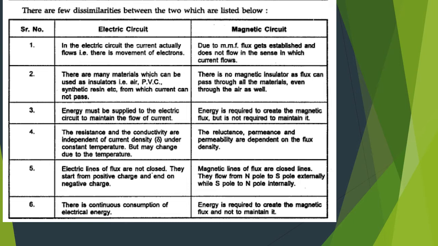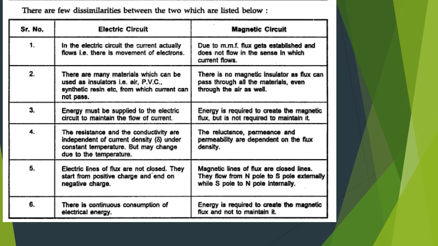In a magnetic circuit, the reluctance, which is a similar quantity to resistance in an electric circuit as we discussed a minute before, permeance and permeability, these three are independent of the flux density. Yes, it is true, because there is no such relation between the reluctance, permeance and permeability. Now number 5: in an electric circuit, electric lines of flux are not closed. They start from positive charge and end on negative charge.